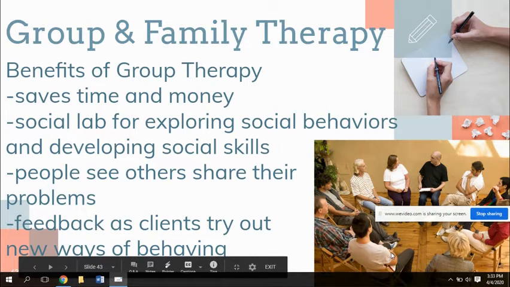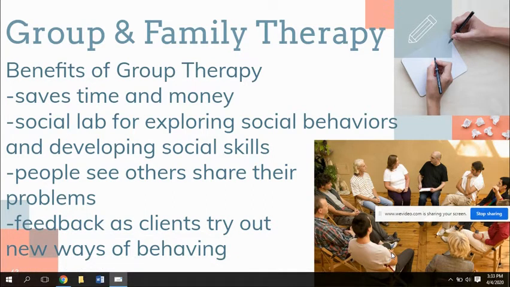And the benefits are it saves time and money. Like if you go to a gym class, that's a lot cheaper than if you had a one-on-one personal trainer. It also provides a social lab for exploring social behaviors and seeing what's going on with the disorder, developing social skills, like talking about something that you might not want to talk about because other people are listening.